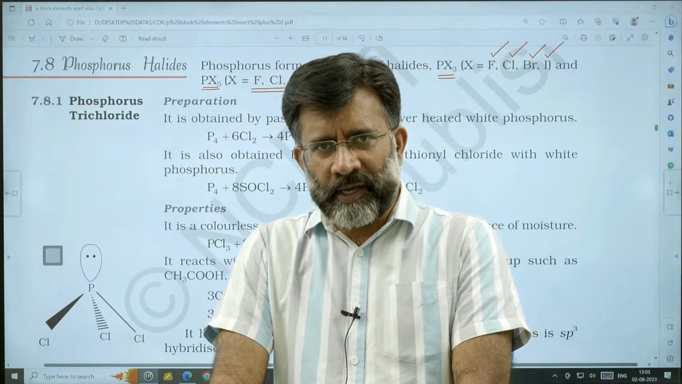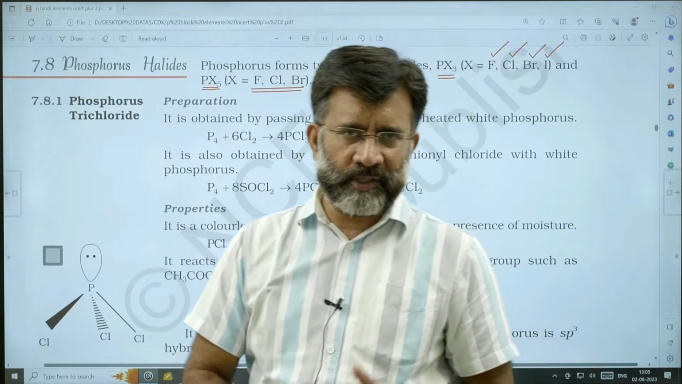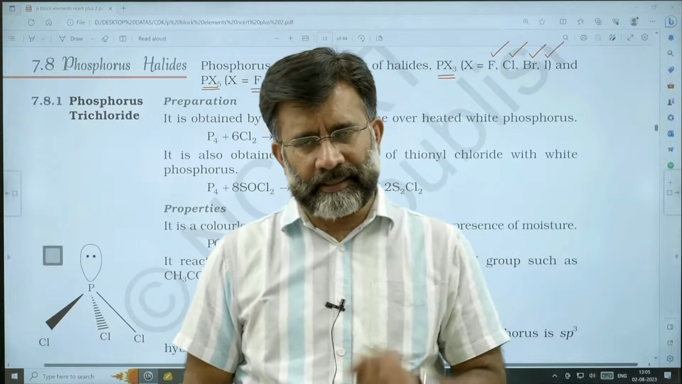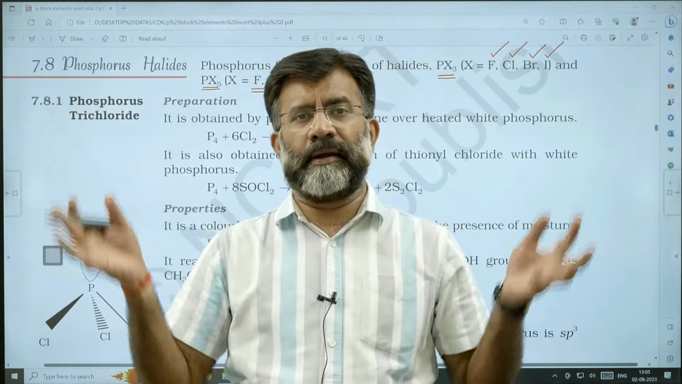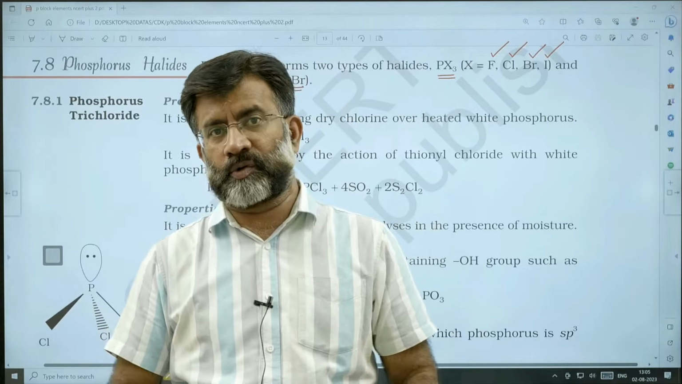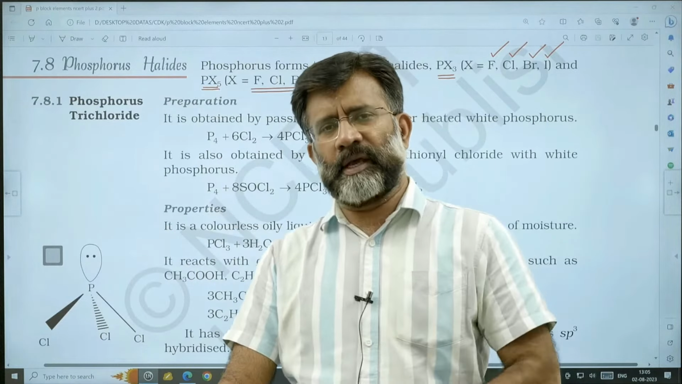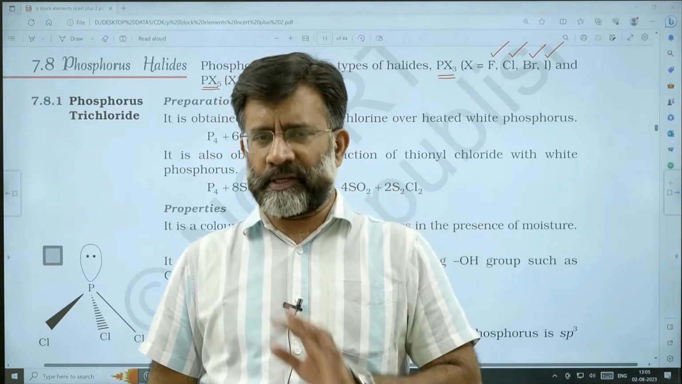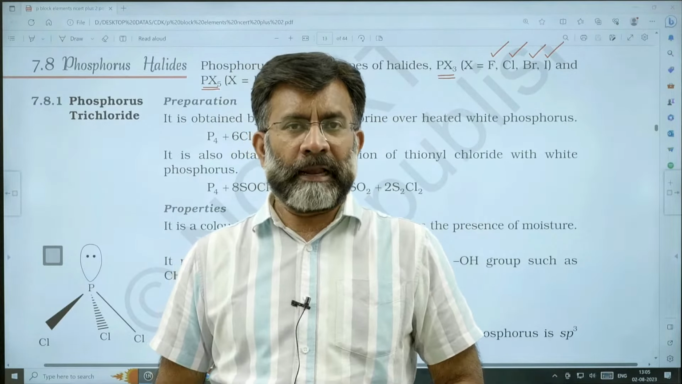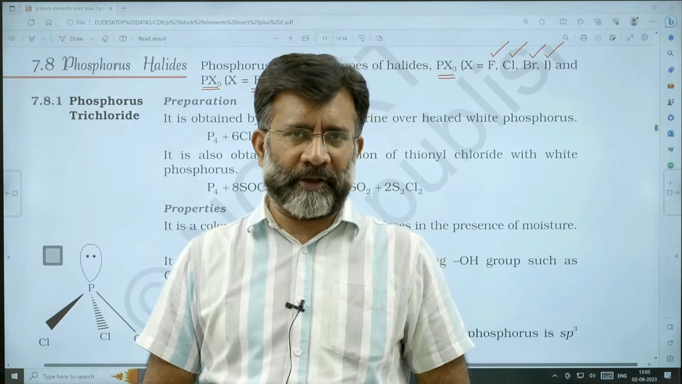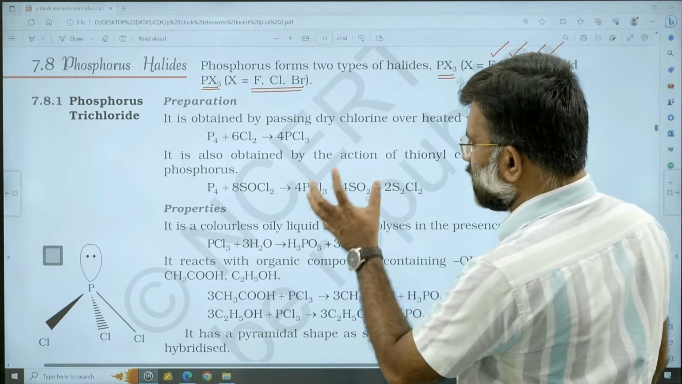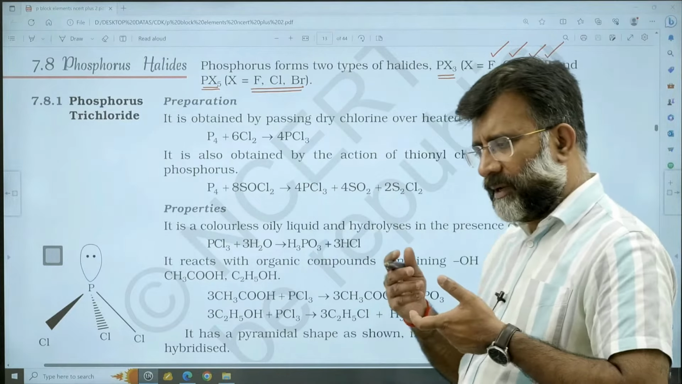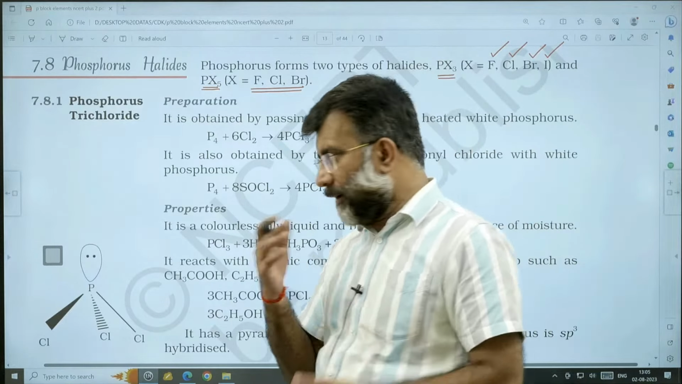Thermodynamically, it may not be favorable because the P-I bond strength is low. Iodine is a large atom, and five large iodine atoms surrounding phosphorus is also not favorable. So thermodynamic and various other reasons do not favor the formation of PI5. Anyway, let us talk on PCl3 and PCl5. They should be studied parallelly.